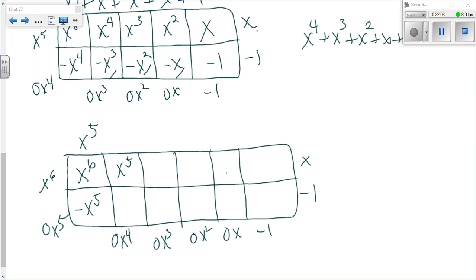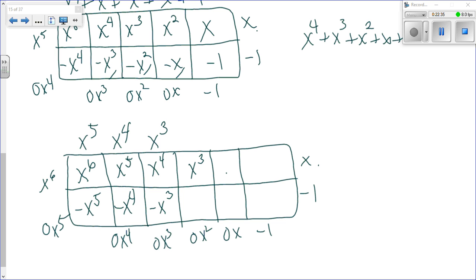What do I multiply x by to get x to the 5th? Well, x to the 4th. X to the 4th times negative 1 is negative x to the 4th. That needs to add up to 0 on its diagonal. So that will give me a positive x to the 4th up here. What do I multiply x by to get that? X cubed. X cubed times negative 1 is negative x cubed. That needs to add up to 0 on its diagonal, which means this is a positive x cubed.